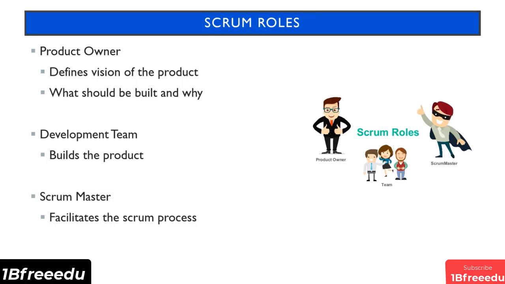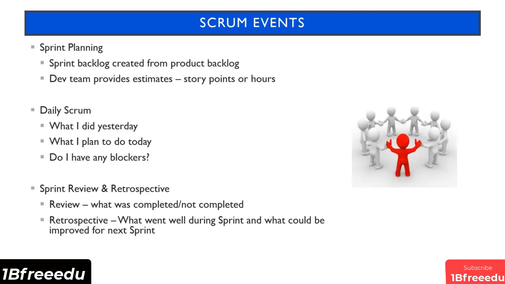The development team basically builds the product and is responsible for providing shippable features at the end of the sprint. And the Scrum Master facilitates the Scrum process and basically makes sure the team is on track during a sprint and that there are no blockers on anyone that would prevent the sprint goal from being achieved.